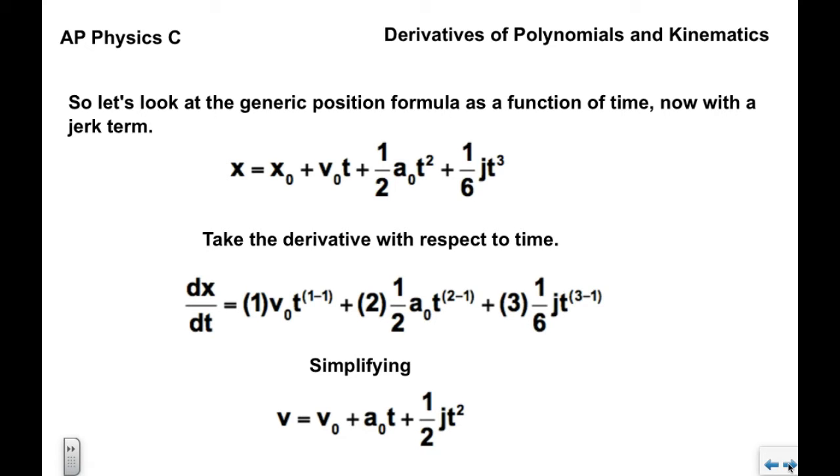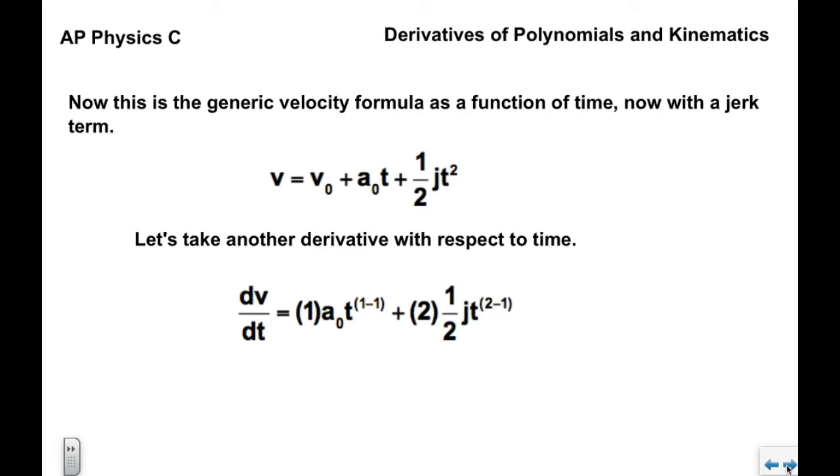So when we simplify, we get a generic term for the velocity of an object with respect to time. Again, dx/dt is the change in position with respect to time. We define that as the velocity. If we take the derivative, we get a functional relationship for the velocity. In other words, this is the generic velocity with respect to time. It now has a jerk term in it. We're not familiar with that, but again, functionally the progression is pretty easy to follow.